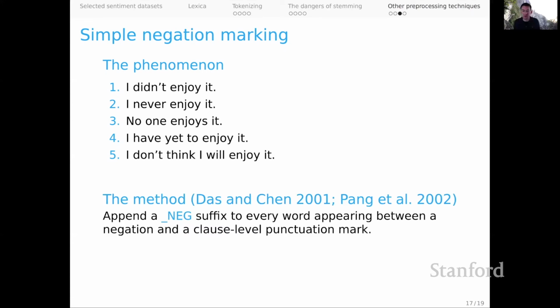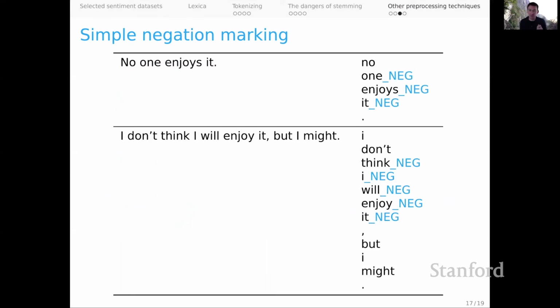So here's a very simple method that I think was first explored by Das and Chen. It's also used in Pang et al. These are classic early sentiment analysis papers. And the idea is simply to append a neg suffix to every word in the sequence that appears between the negation and some clause level mark of punctuation to sort of roughly indicate the semantic scope of the negation. This is a simple pre-processing step, highly heuristic.